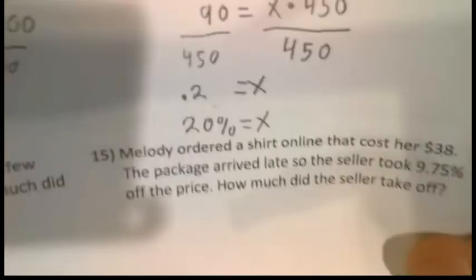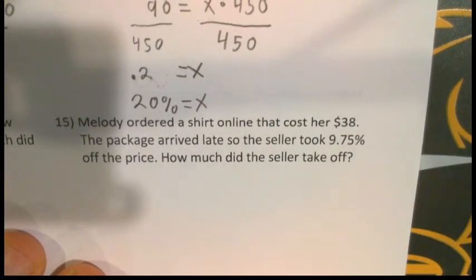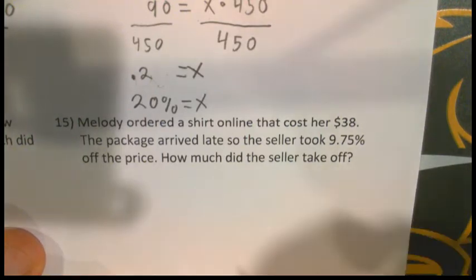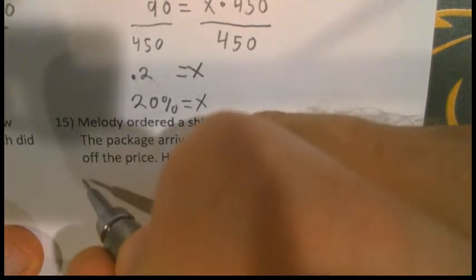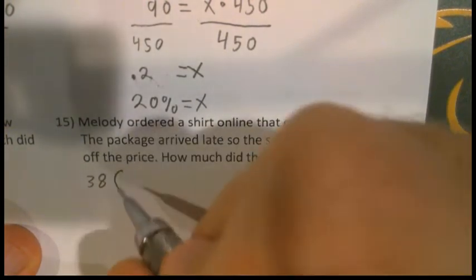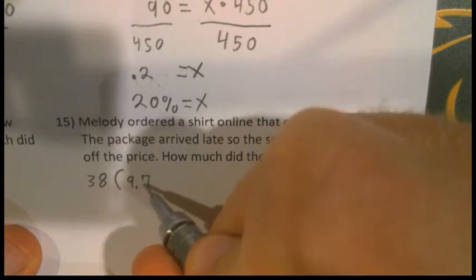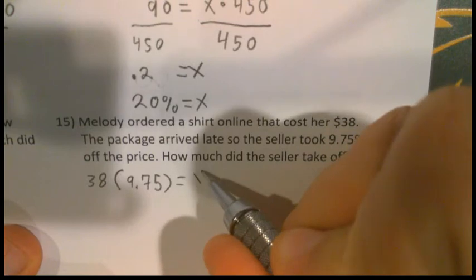Number 15. Melody ordered a shirt online that cost her $38. The package arrived late, so the seller took 9.75% off the price. How much did the seller take off? So again, I'm going to start with the whole amount. Multiply that by the percent. And that's going to equal the discount, which we don't know yet.